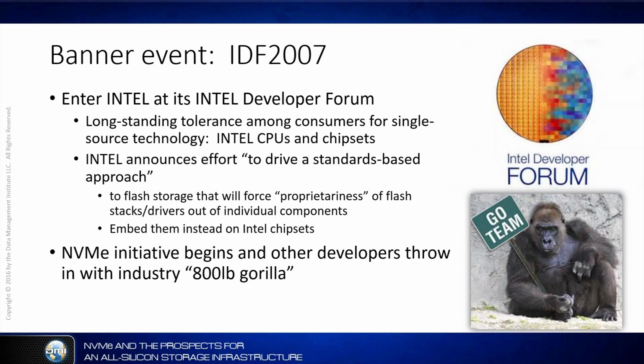So, basically Intel walked into this market where they saw enormous potential opportunity for growth, and kind of this Wild West environment of vendors competing against vendors for the differences in stack engineering. And they said, we're going to drive a standards-based approach. That sounds wonderful. They were going to put flash storage technology into the market that would force the proprietariness of stacks and drivers out of individual components. They were going to embed a common stack on Intel chipsets, and they're going to operate them from there. That sounded like a godsend to an awful lot of people.